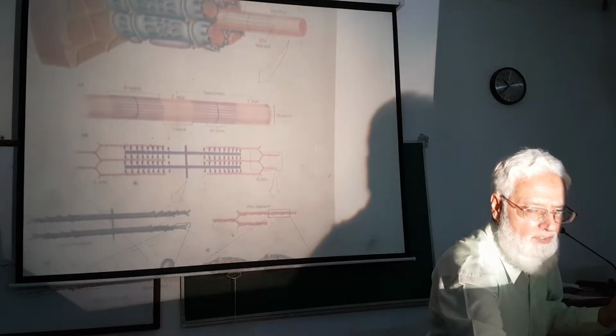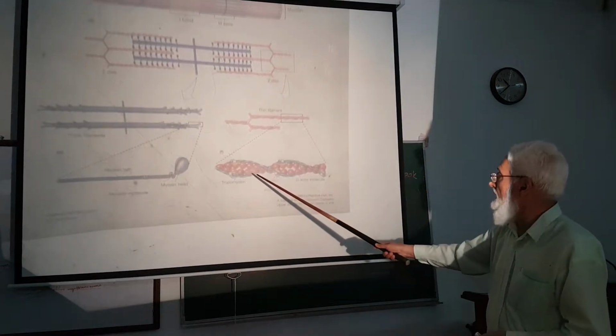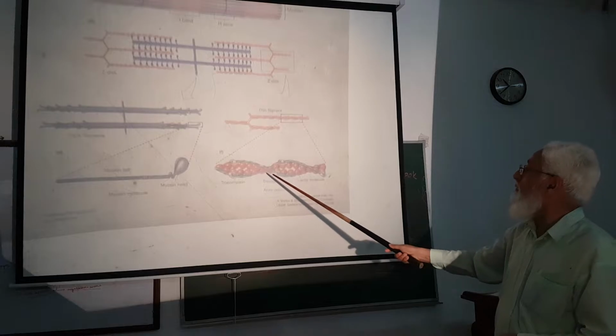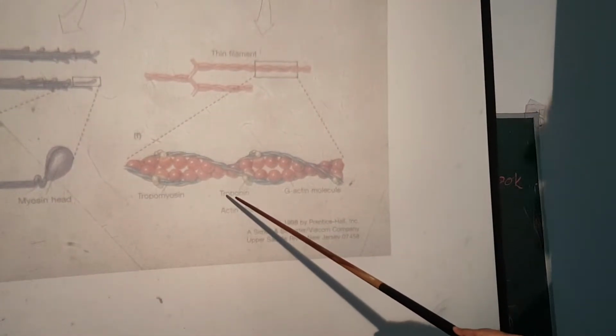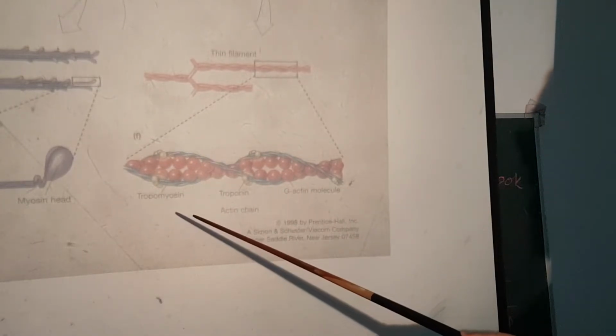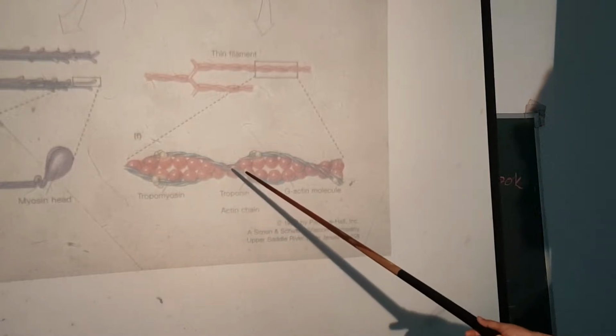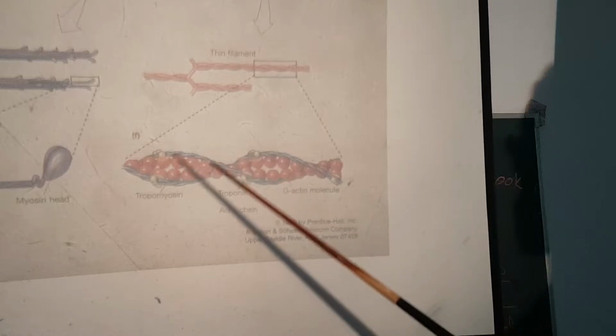Each F-actin strand is a polymer of G-actin molecules. So G-actin molecules polymerize to form F-actin strands.